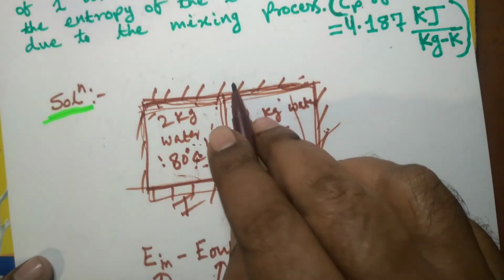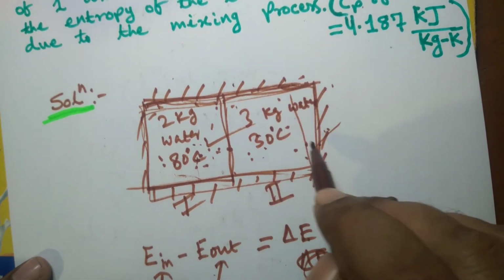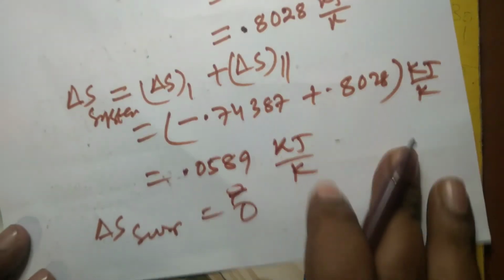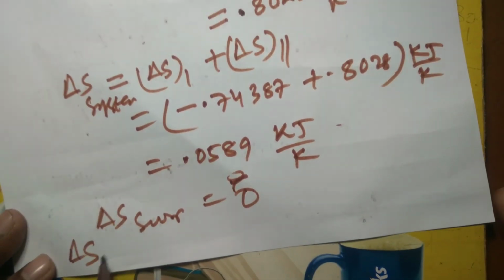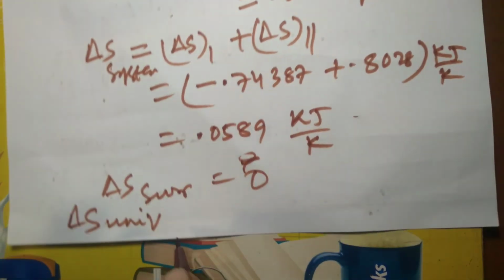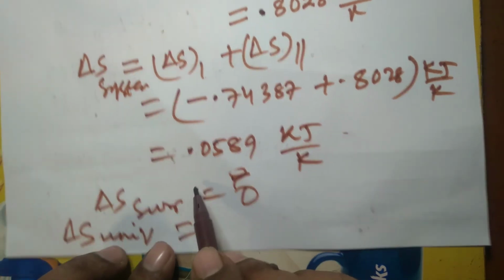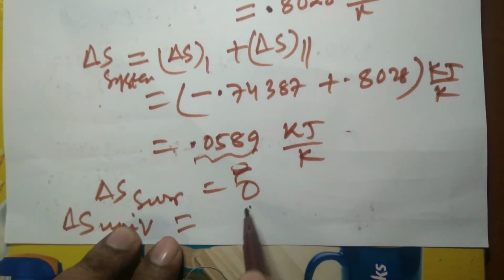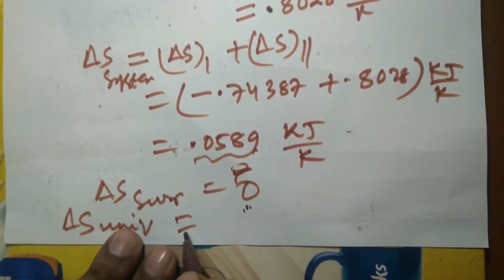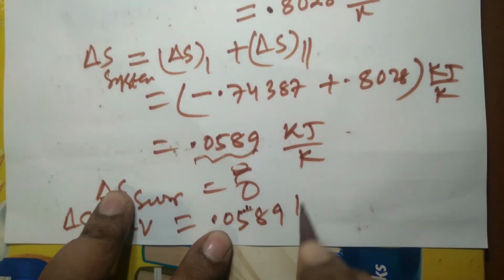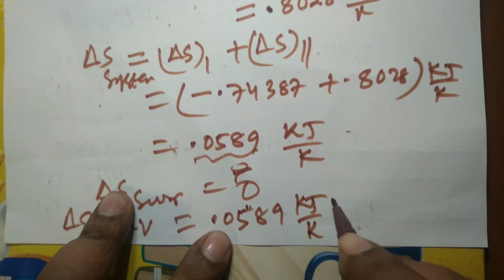No heat will be transferred between the surrounding and the system. This is an adiabatic process. So this is the delta S system in this case, and this is delta S surrounding. So delta S universe is nothing but delta S system plus delta S surrounding. Delta S surrounding is 0. So that means delta S universe in this case is 0.0589 kilojoule per Kelvin, which is a positive value.